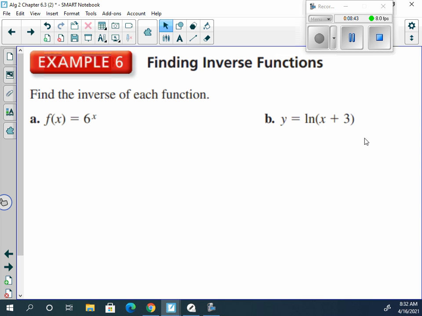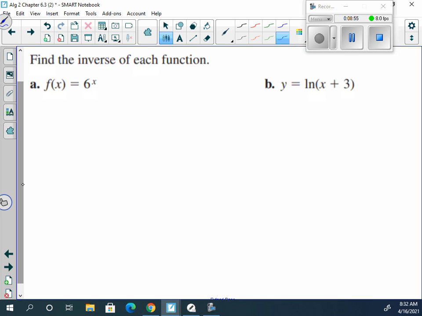Find the inverse of each function. So we'll look at these in different ways. But let's look at this first one here. f of x equals 6 to the x. Well, we can rewrite f of x as y is equal to 6 to the x. Then we switch x and y, because we did these last chapter. x is equal to 6 to the y, yes? Now, how can we get the y by itself? Well, we can't divide the 6.